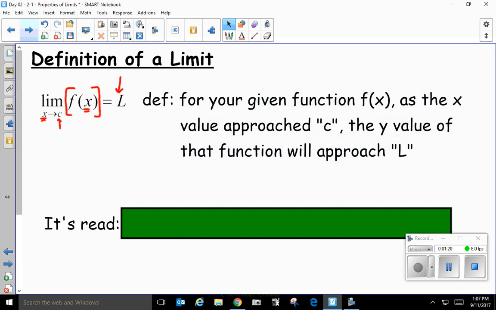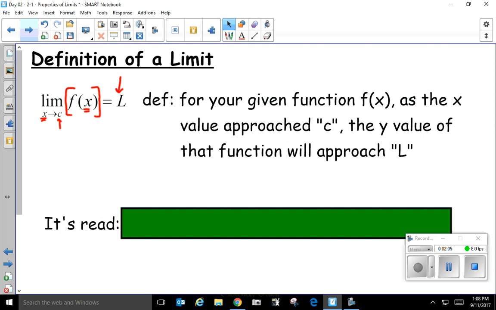So by definition, for your given function f of x, as the x value approaches c, whatever c is in our notation, it's a number we'll put in for c, the y value of that function will approach whatever the number L is. Okay. Put in a number in the function, and you get out a number, right? Your x is your input or independent variable, right? You put in that number, and you do something to it. Maybe you square it and multiply it by 9. All right? And whatever that outputs, that's what your L is going to be.